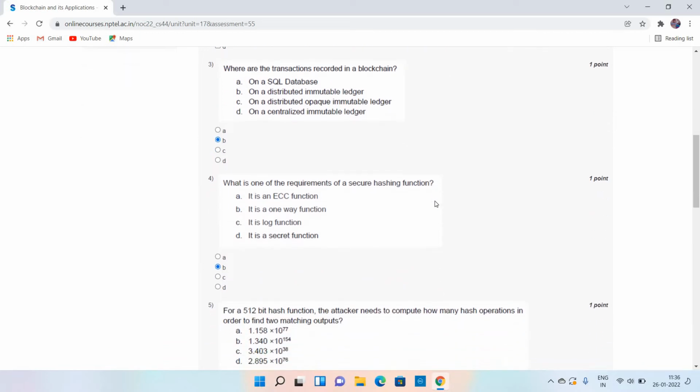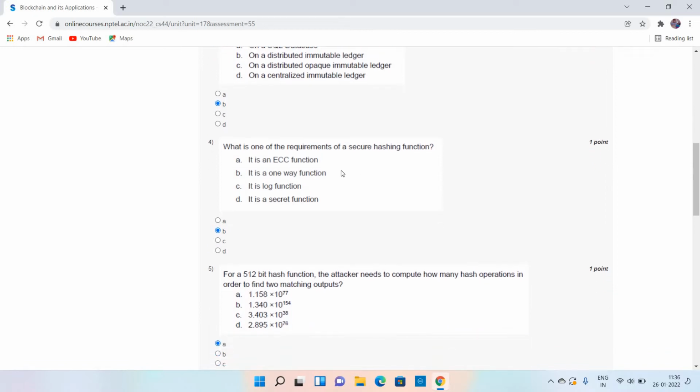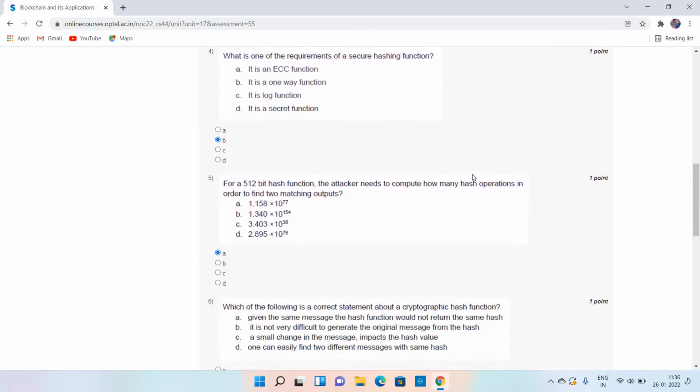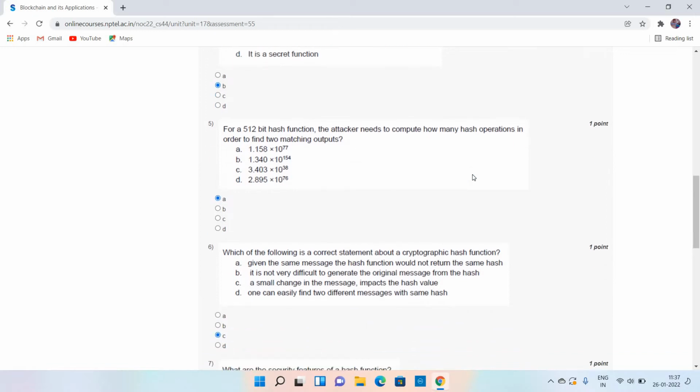Next, coming to the fourth one, what is one of the requirements of a secure hashing function? The secure hashing function is actually a one-way function. Now coming to question number five, for a 512-bit hash function, the attacker needs to compute how many hash operations in order to find two matching outputs. The solution is given in the lecture notes itself as 2 to the power of n by 2. What is the n value here? 512. So 512 by 2, that is 2 to the power of 256. The exponential value of 2 to the power of 256 is given as 1.158 into 10 to the power of 77. So the answer for this question is option A.